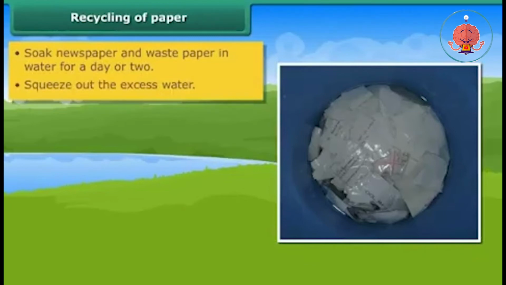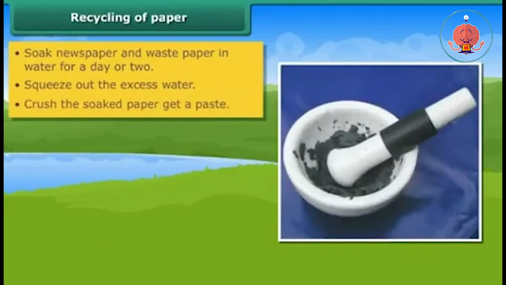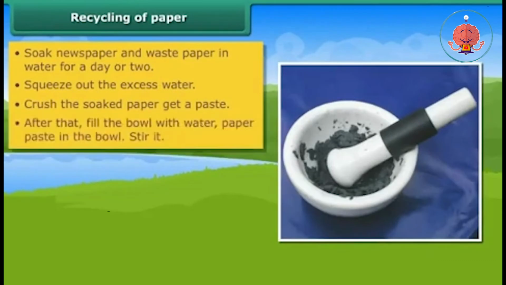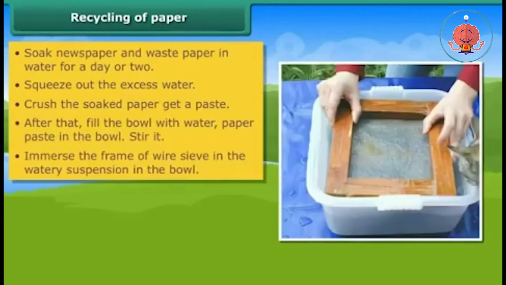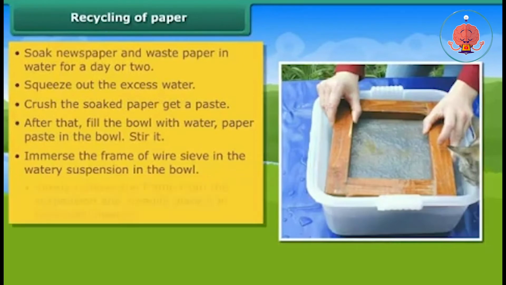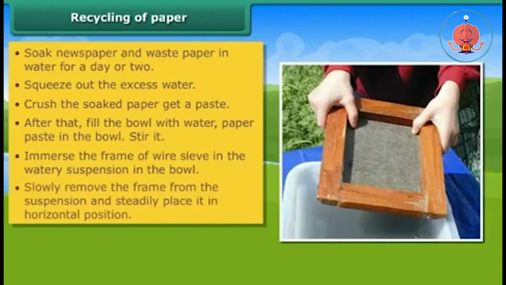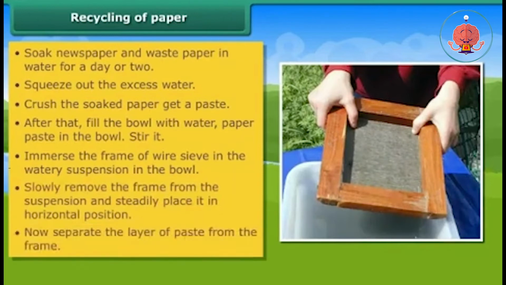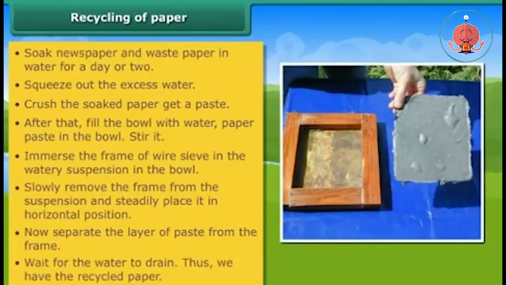Squeeze out the excess water. Crush the soaked paper to get a paste. After that, fill the bowl with water. Put the paper waste in the bowl. Stir it. Immerse the frame of wire sieve in the watery suspension in the bowl. Slowly remove the frame from the suspension and steadily place it in a horizontal position. Now separate the layer of paste from the frame. Wait for the water to drain. Thus we have the recycled paper.